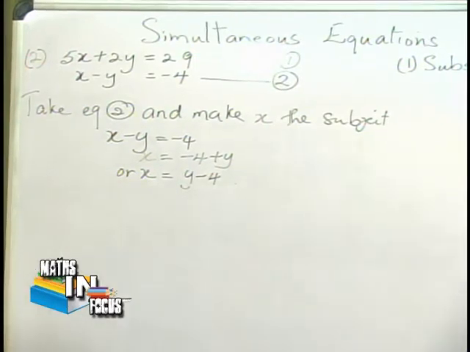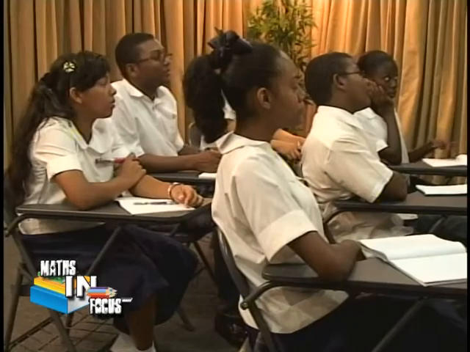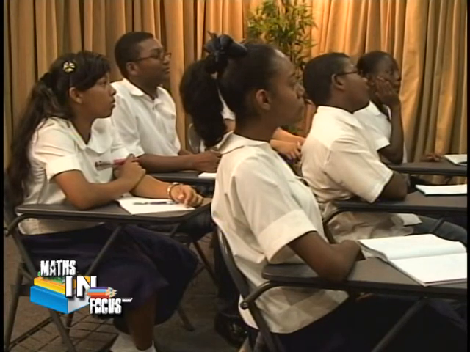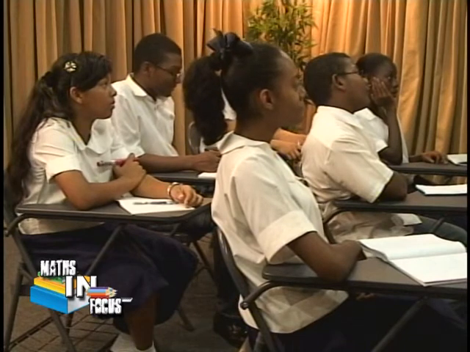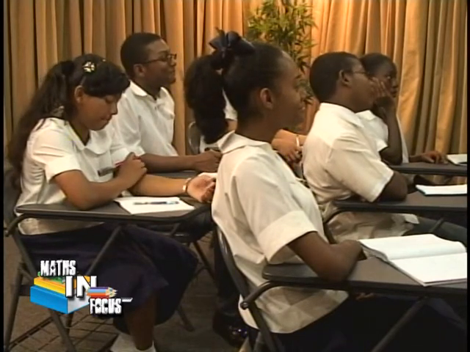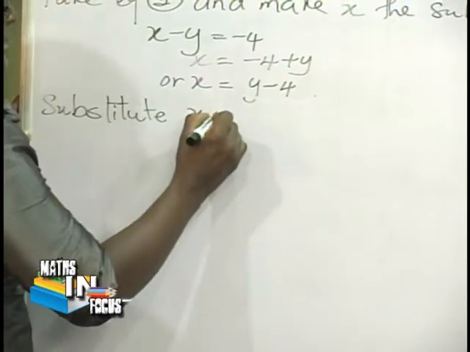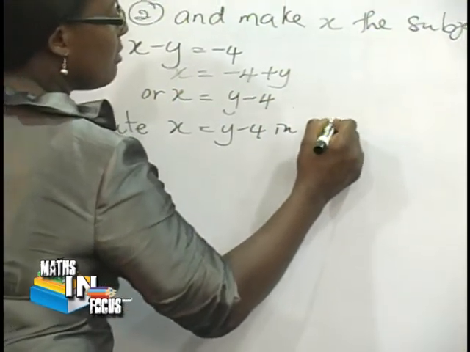Now that we know something about x, what do we proceed? Next stage, Matthew. We substitute. What do we substitute? In the equation, we substitute for x, which is y take 4. Which of the equations do we substitute into? The first equation. So did you make your statement? So we're going to substitute x equals y take 4 in equation 1. We state equation 1. 5x plus 2y equals 29.